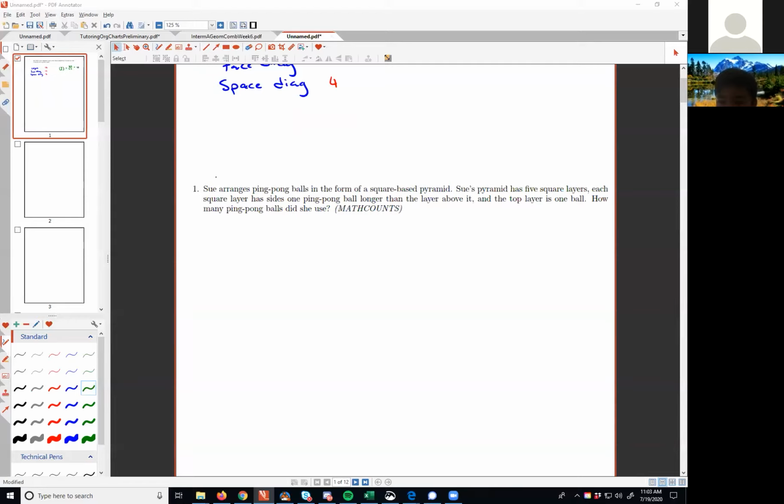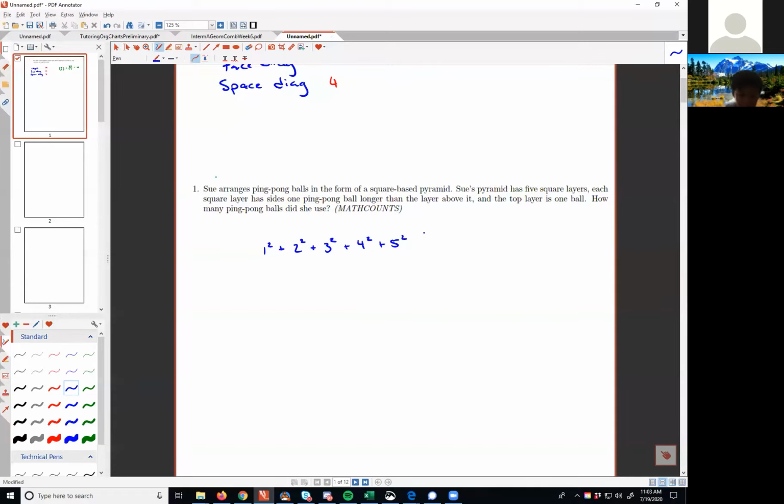So what are we doing here to count the ping pong balls? Oh, 5 squared plus 4 squared plus 3 squared plus 2 squared plus 1 squared. Okay. What does that equal to? 55. Oh, it's 5 times 11.